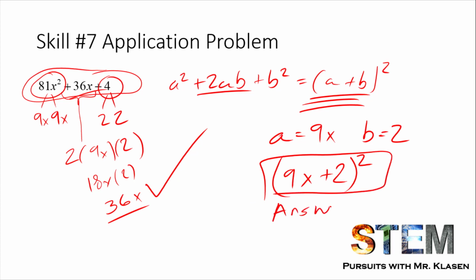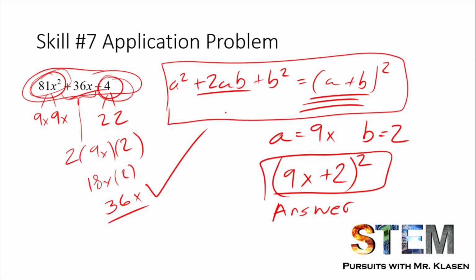Okay? So again, the key thing to look for is these perfect squares at the end. And if you see you have some perfect squares, then look at these equations, put them on your note card, and see if you can crack the code and then factor it accordingly into this format.